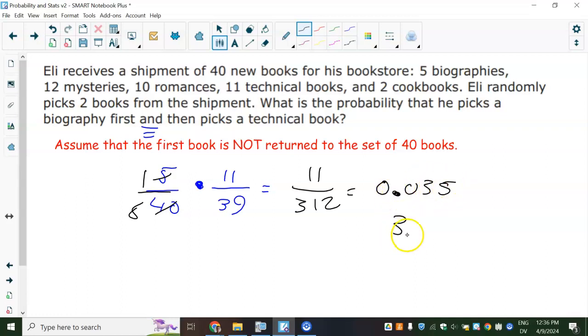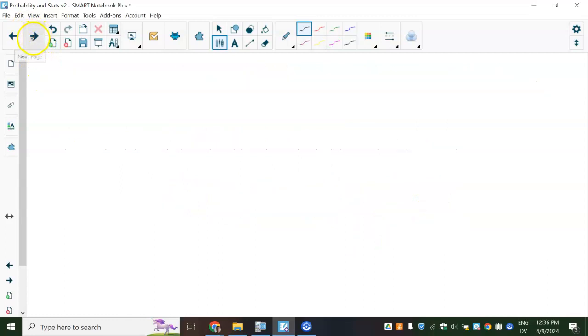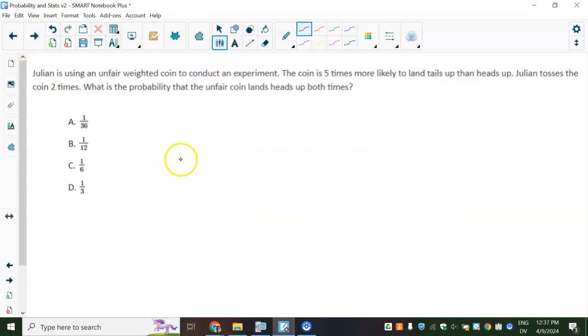And if you move it over twice, there's about a 3.5% chance, which is not very good, but generally that's how AND works. If you have to do this, and this, and this, the more things you have to do, the less likely it becomes. So getting a biography and then a technical book is not very good, just 3.5% chance.